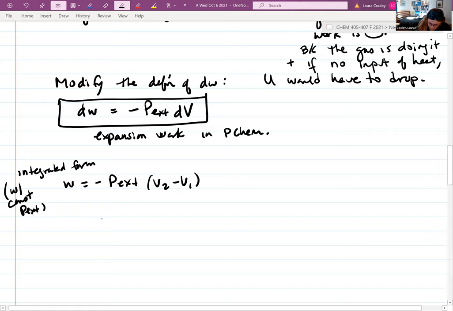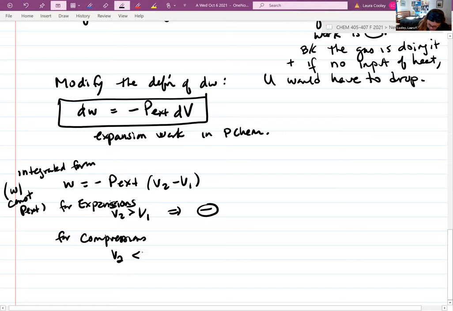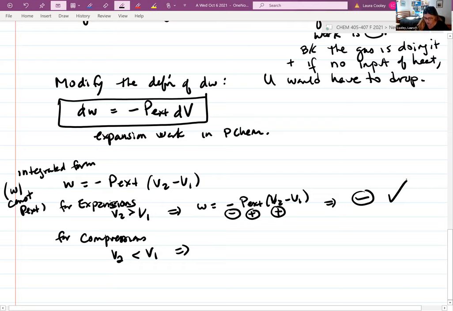For an expansion, V2 is greater than V1, and this is negative. I should write that out. So here we have the work for expansions is minus P external times V2 minus V1. This is negative, of course, this is positive, and this is positive. So it comes out negative, which makes sense because the gas is doing the work.